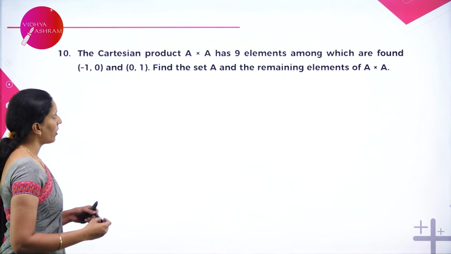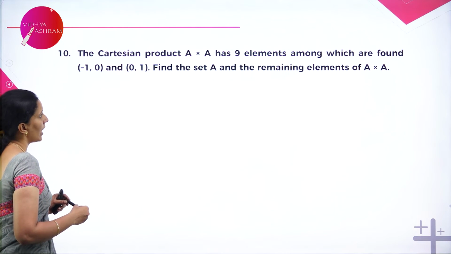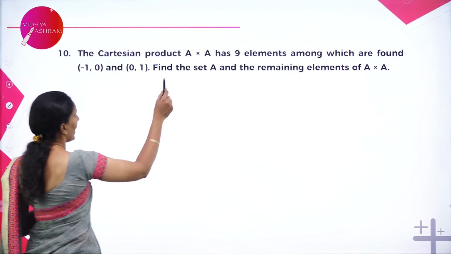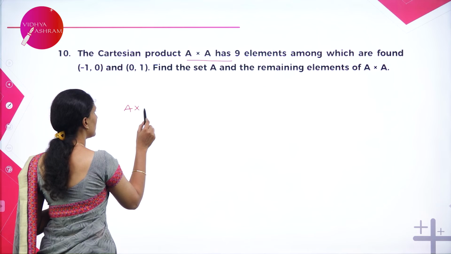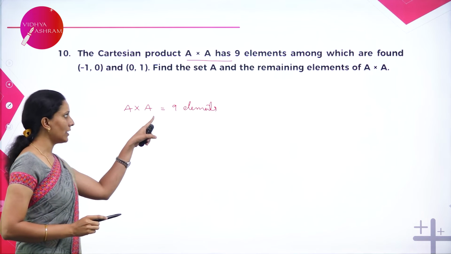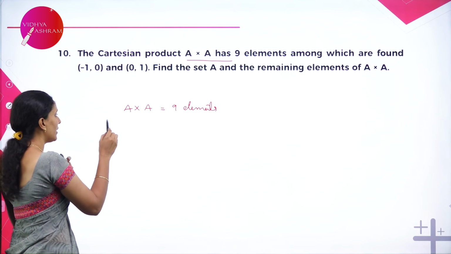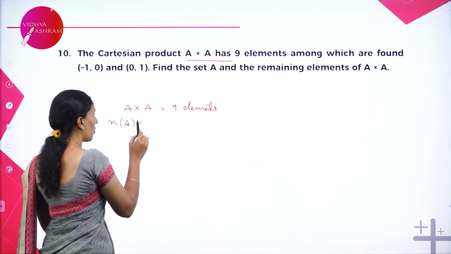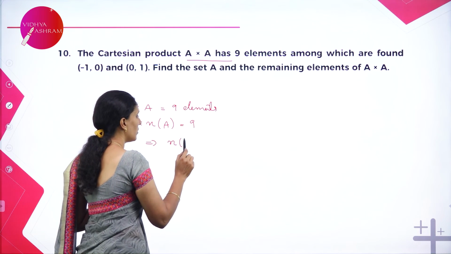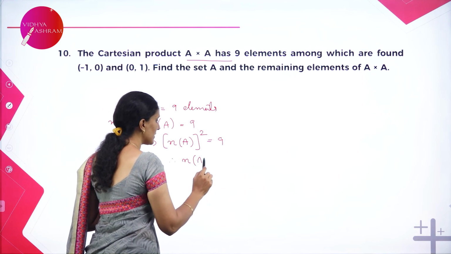Next, the Cartesian product A cross A has 9 elements, among which are found (-1, 0) and (0, 1). Find the set A and the remaining elements of A cross A. So here A cross A has 9 elements. That means the product of the number of elements in set A with the number of elements in set A is equal to 9. So the number of elements in A whole square is equal to 9. Therefore, the number of elements inside A is 3.